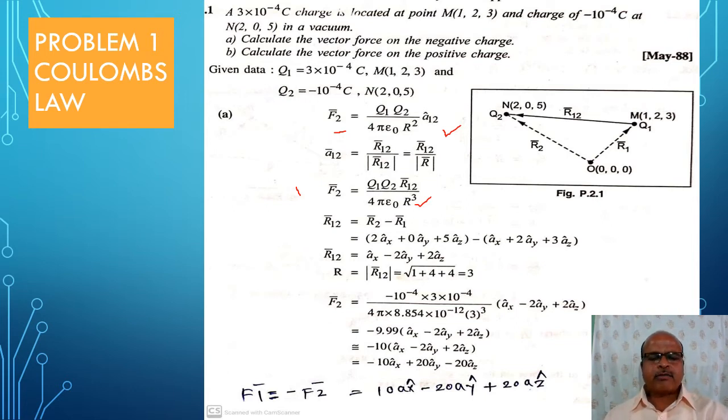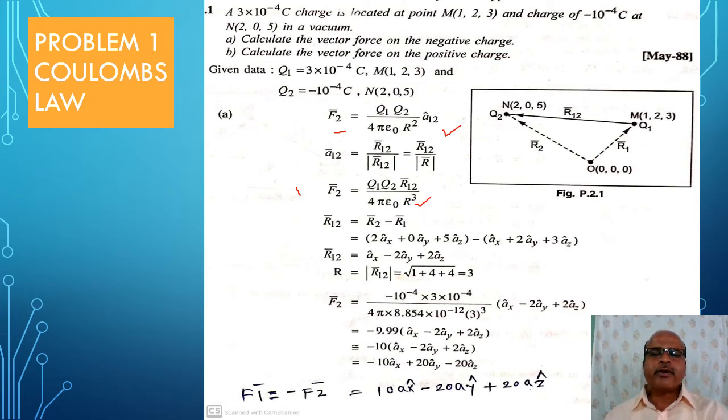Then next is R12 bar. So we have to find out the vector R12 bar. This is the first point, Q1 point, and this is the second point. Therefore, we have to subtract the second point minus the first point. The second point is given as 2, 0, 5. We have to subtract this point from this point, that is M 1, 2, 3.